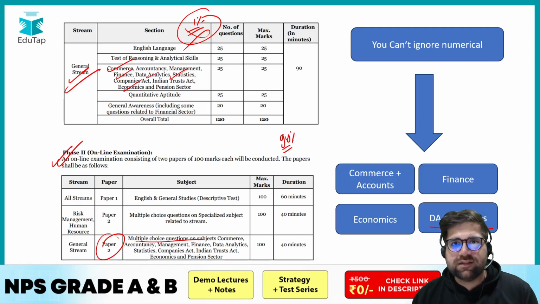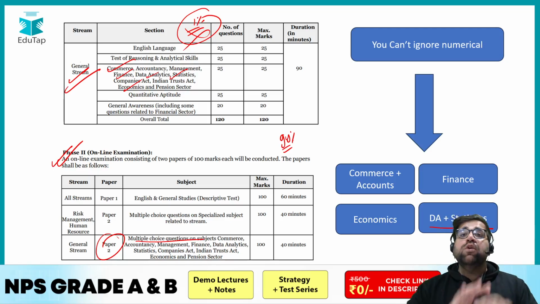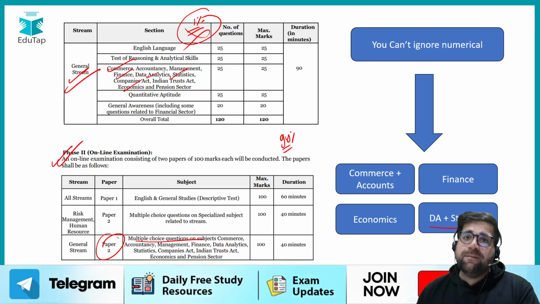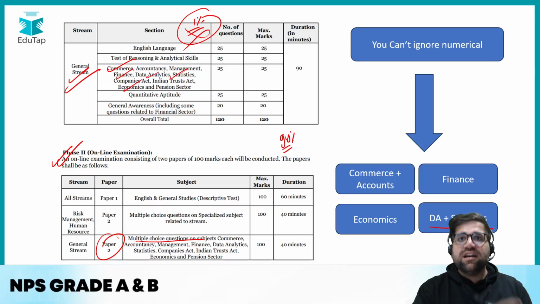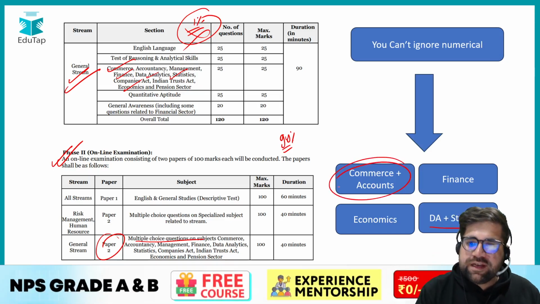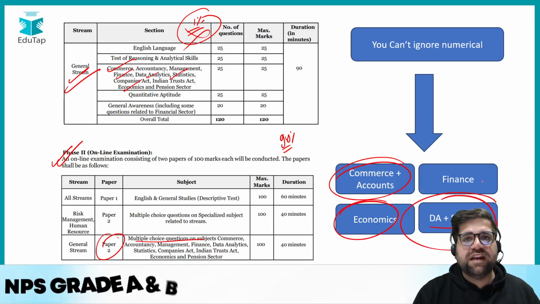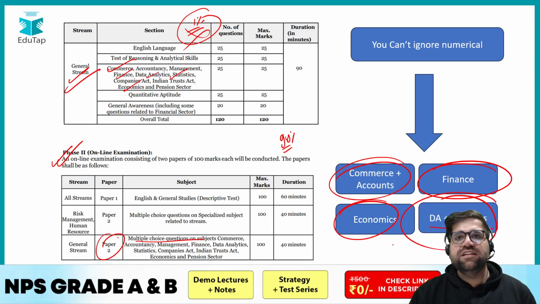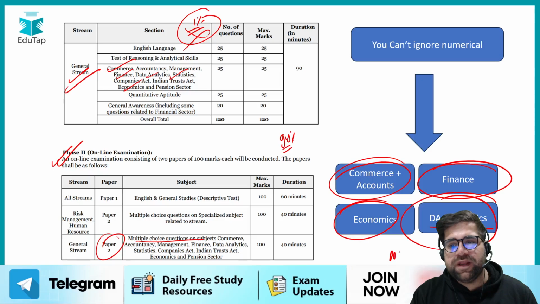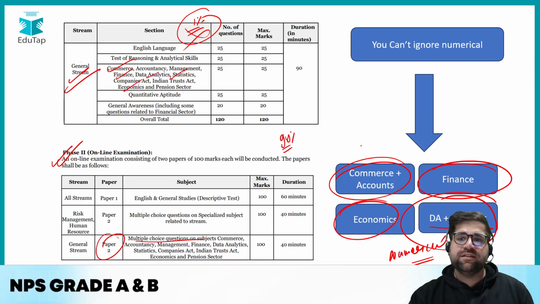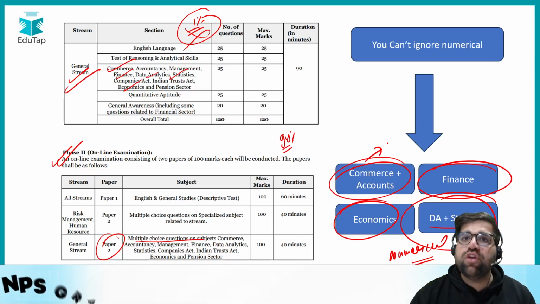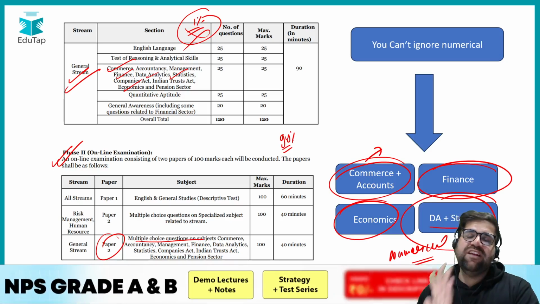Anything can come in the exam, but at the end of the day, what should we take tension of? We have to take the tension of those components where the probability of a question being asked is high. So if you see commerce and accounts, economics, data analytics and statistics and finance, these are the different components in which there is a high chance of numerical coming from these topics. And among all these topics, definitely a numerical should be there in your commerce and accounts. So you cannot ignore numericals, because that will be a very bad approach.